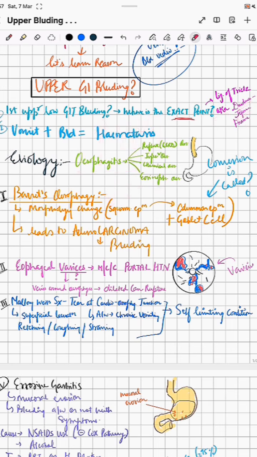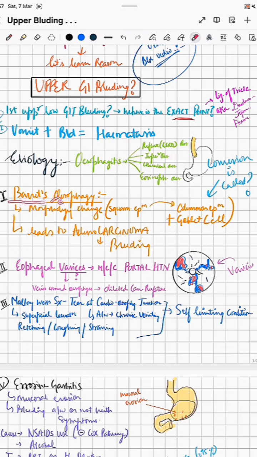So in upper GI bleeding, we will have blood in the vomit or from the mouth. When we vomit plus blood, we call it hematemesis. If we talk about the etiology, first we'll talk about esophagitis. In the esophagus, we have reflux esophagitis, infective, chemical, and eosinophilic.